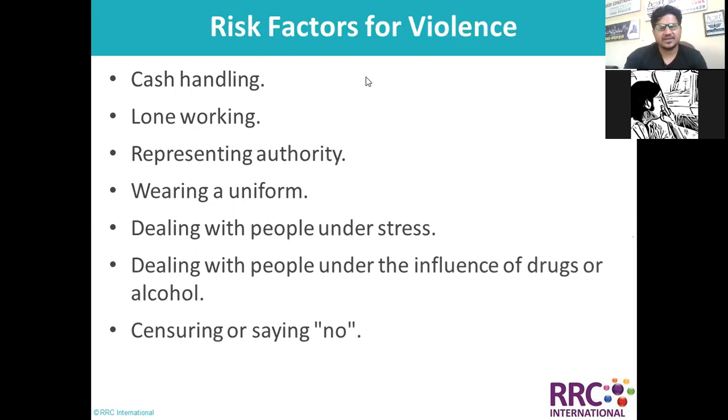Now, what are the risk factors for violence? Might be you're dealing with cash handling, lone working, representing authority, or wearing a uniform, or dealing with people under stress, or dealing with people under the influence of drugs or alcohol, or censoring or saying no.